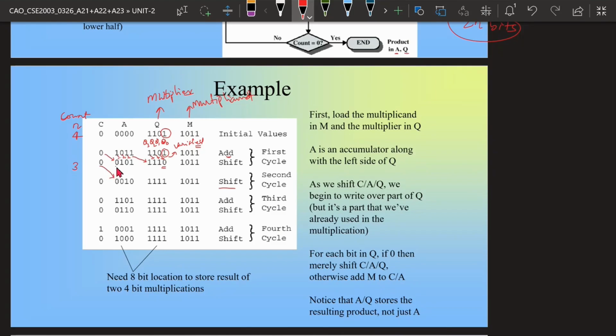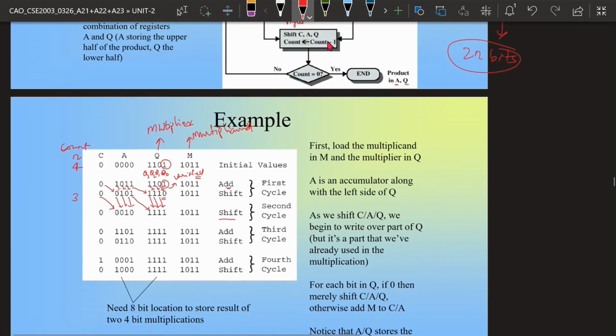So this value will be here. This 1 is here. This 0 is here. This 1 will be coming out here. This is here, and this is here. This 0 will be flushed out. Okay, so now this is the content of C, Q, and this is A, and this is C.